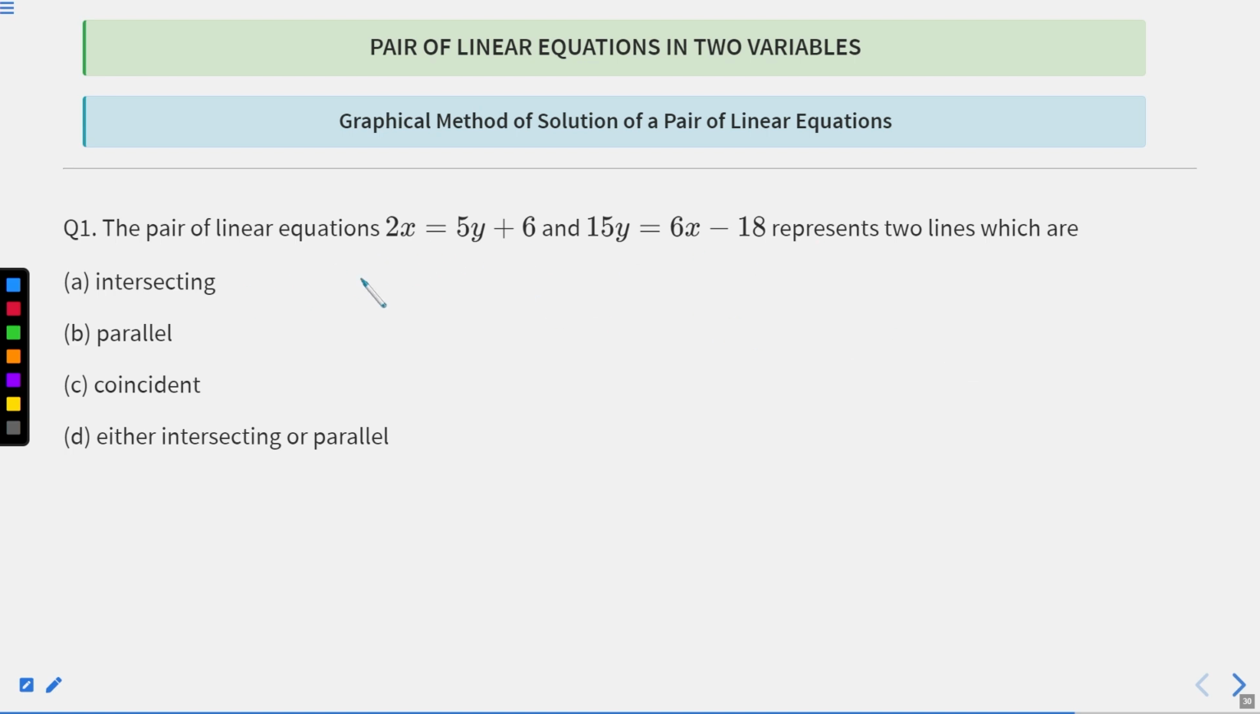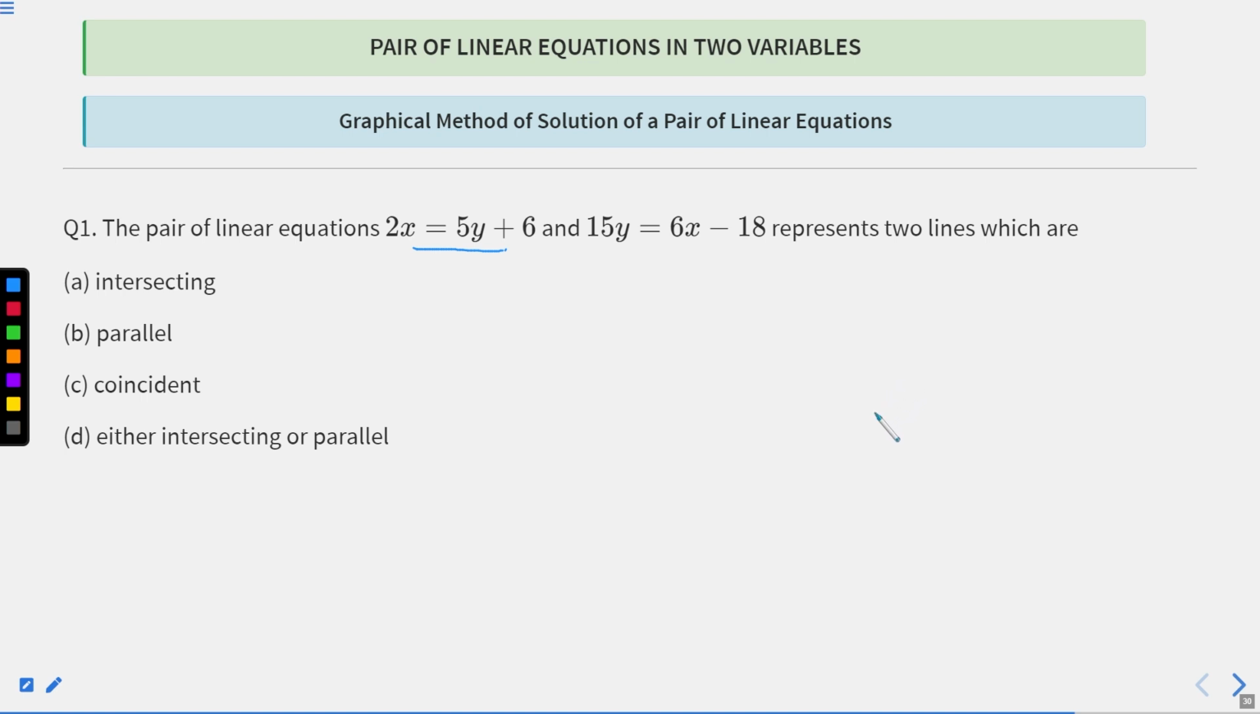The pair of linear equations is 2x equal to 5y plus 6, and 15y equal to 6x minus 18. Here we have to check whether the pair of linear equations represents two lines which are, in option A, intersecting, in option B, parallel, in option C, coincident, and in option D, either intersecting or parallel.